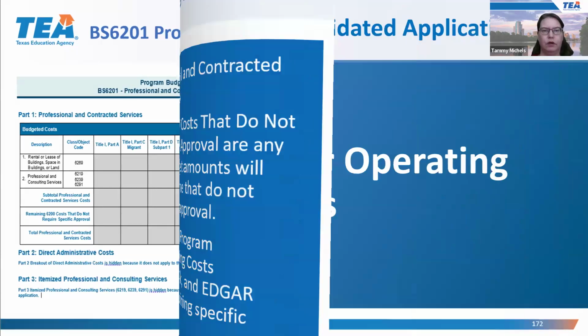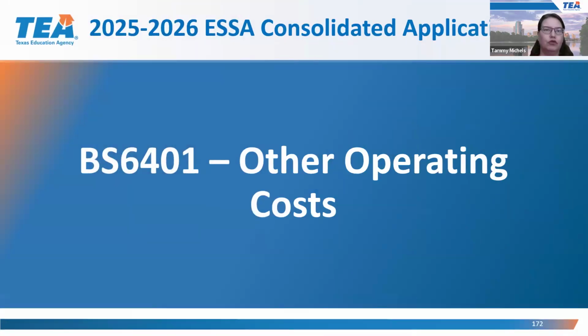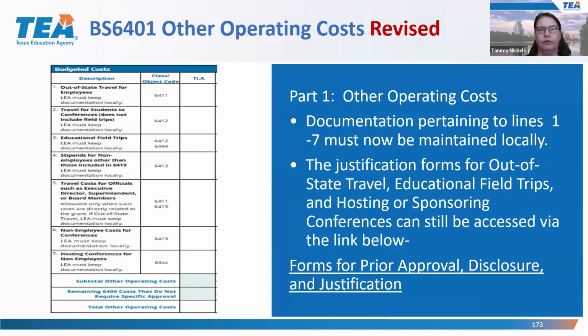Now we're going to move on to our next support schedule, which is the BS 6401, other operating costs. And then again, if funds were budgeted in the BS 6001 for other operating costs, these funds will automatically populate in the line remaining costs that do not require specific approval. And we will discuss remaining costs in this next slide. However, we're going to discuss itemized costs here. So we have items that require specific approval in lines 1 through 7.